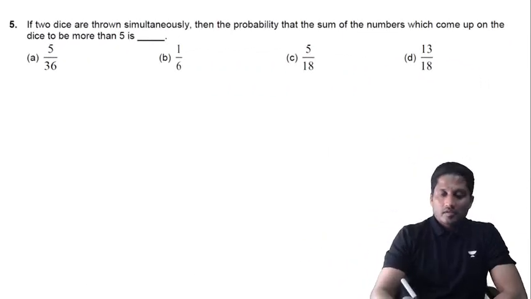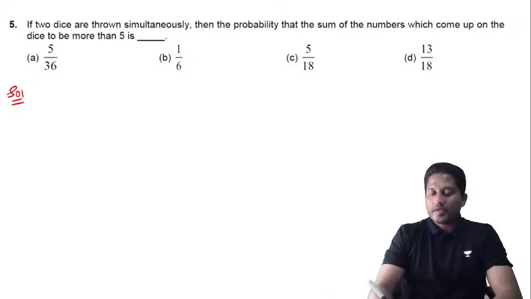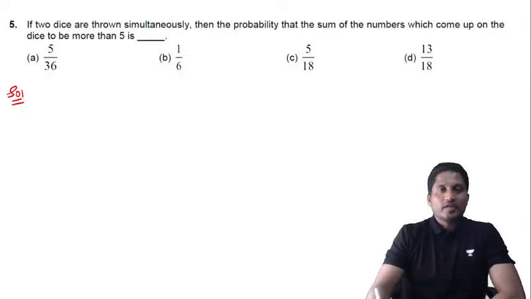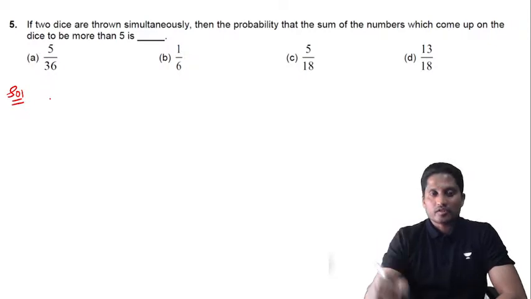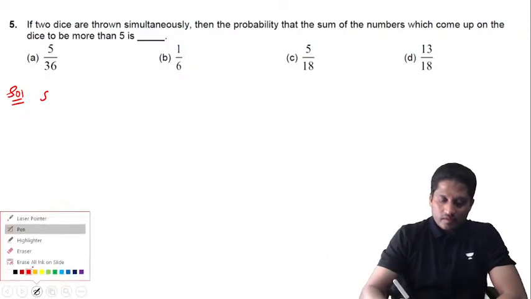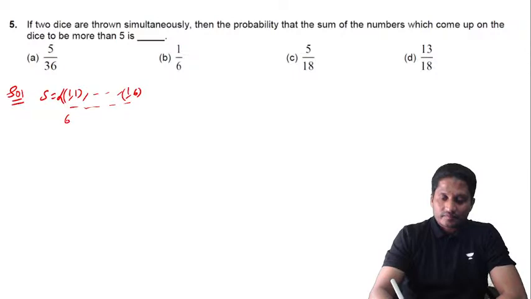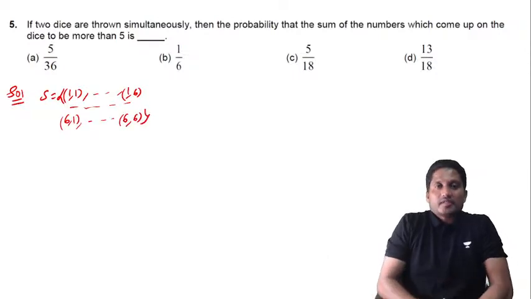Question number 5. Two dice are thrown simultaneously. The probability that the sum of numbers which come up on the dice should be more than 5. See, when two dice are rolled, minimum sum is 2. If two dice are rolled, sample space is (1,1) to (1,6), and so on up to (6,1) to (6,6). This is the sample space.